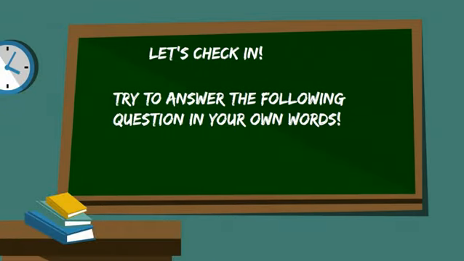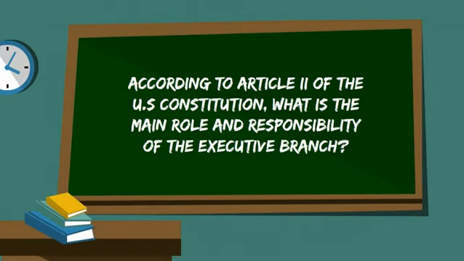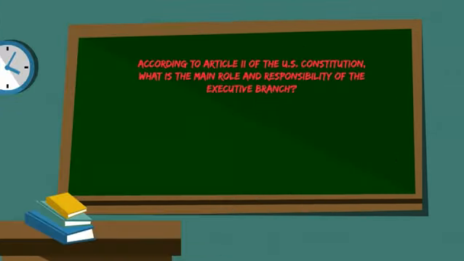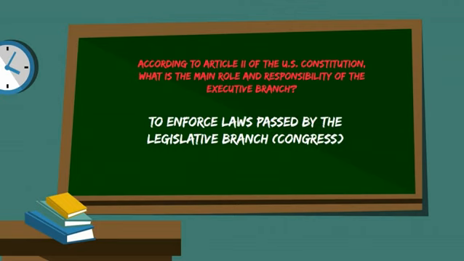Let's check in. Try to answer the following question in your own words. According to Article 2 of the U.S. Constitution, what is the main role and responsibility of the executive branch? According to Article 2 of the Constitution, the main role and responsibility of the executive branch is to enforce the laws passed by the legislative branch, Congress.